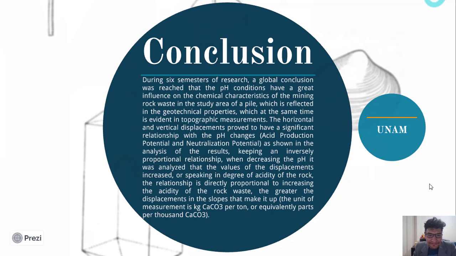We can see the greater the displacement in the slope that makes it up. The unit of measure is parts per 2000 of the chemical.